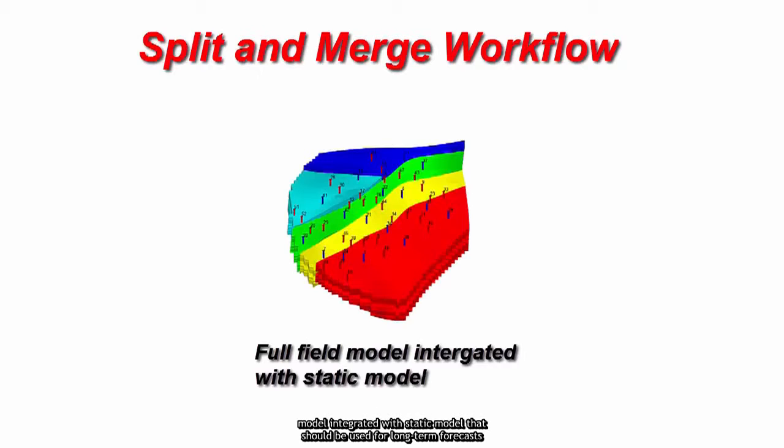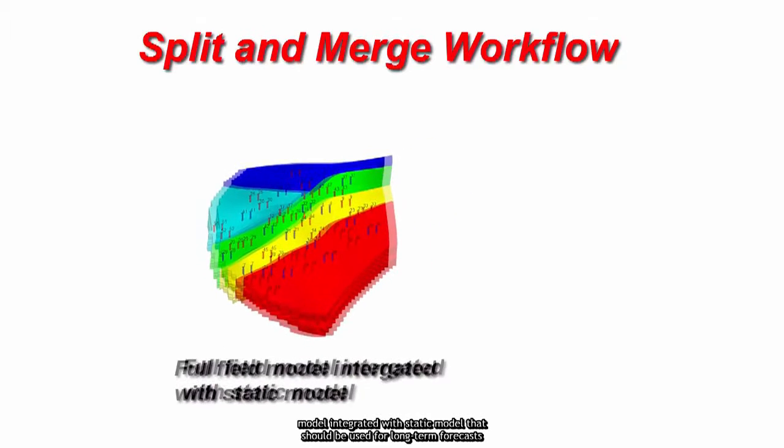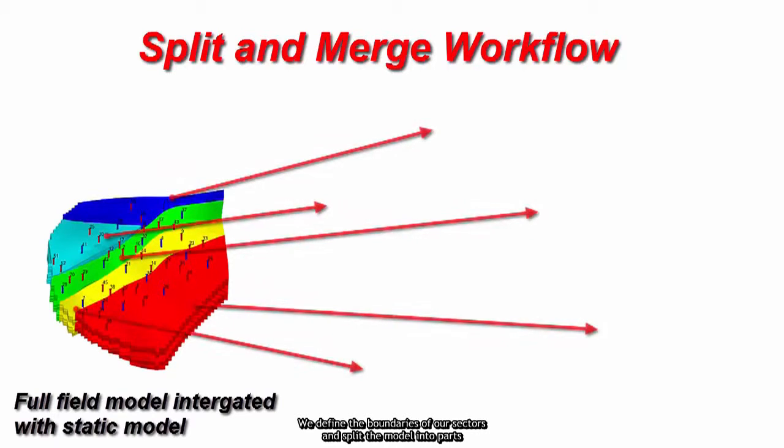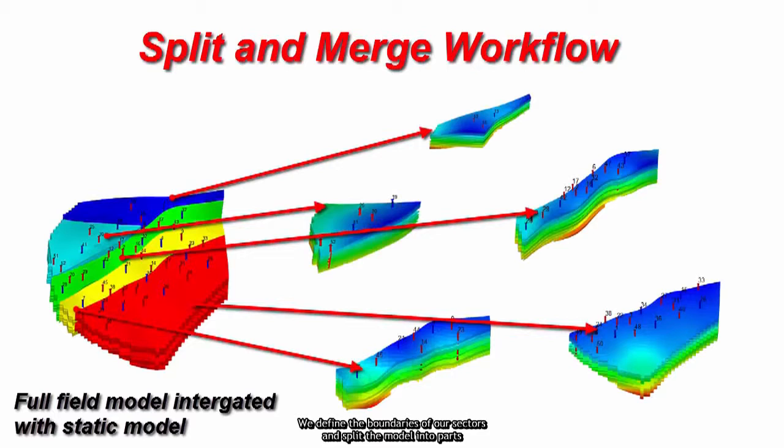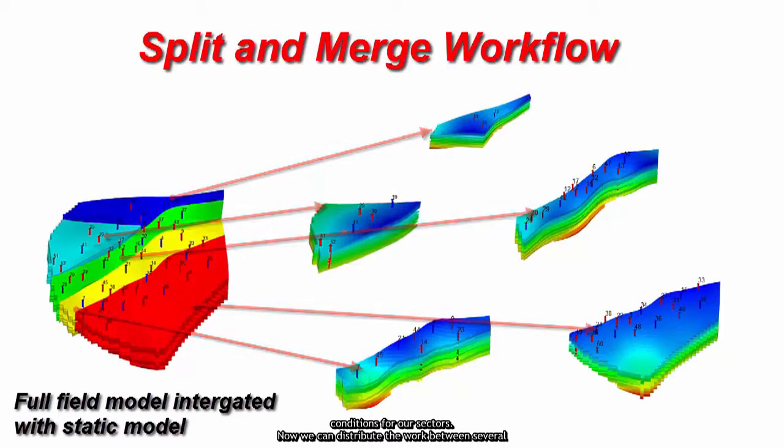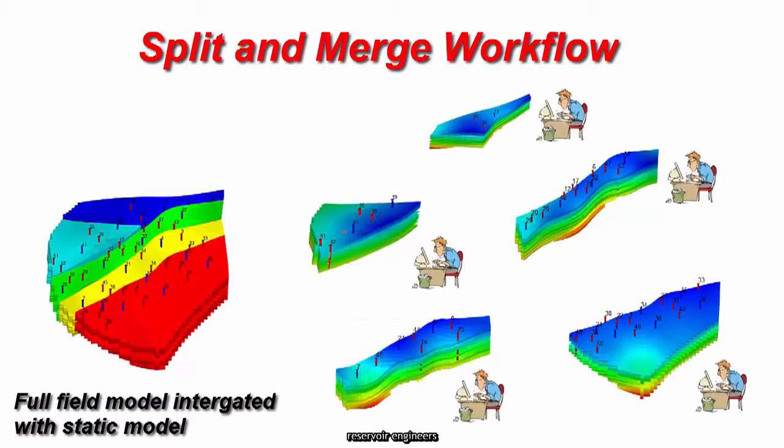Now, we have a full field model integrated with a static model that should be used for long-term forecast. We define the boundaries of our sectors and split the model into parts automatically. Then we need to calculate the full case one time to save boundary conditions for our sectors. Now we can distribute the work between several reservoir engineers. We give each of them one model sector. This sector has a small amount of grid blocks and is absolutely independent from the big full field model. So the reservoir engineer can run it very fast on his workstation.